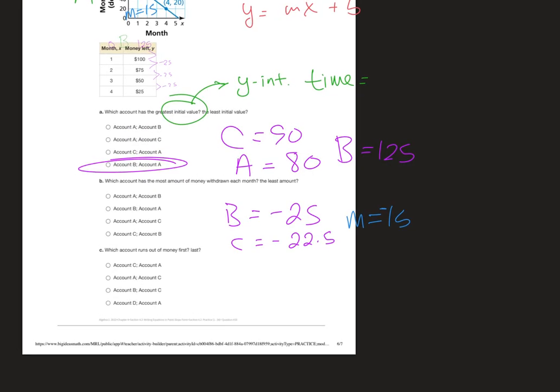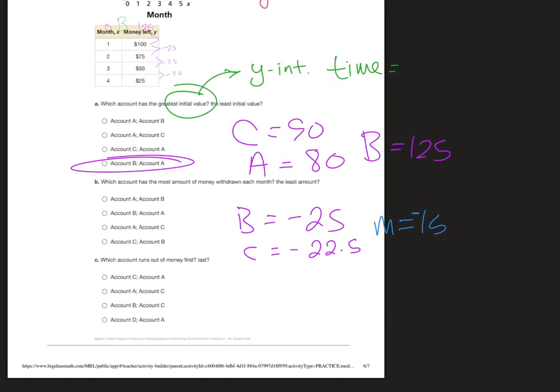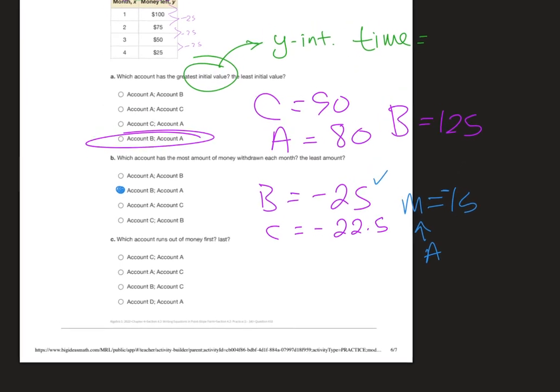So which one has the most amount of money withdrawn? Well, that would be B. And then the least, well, that was A. And notice I wrote M. That's my bad. So it was BA. BA is that one. Which account runs out of money first?